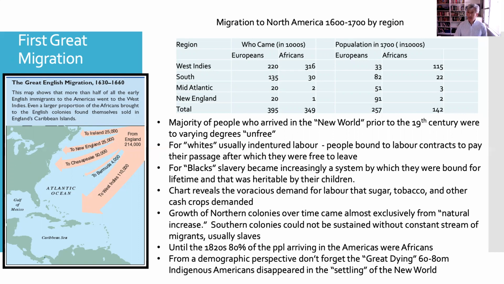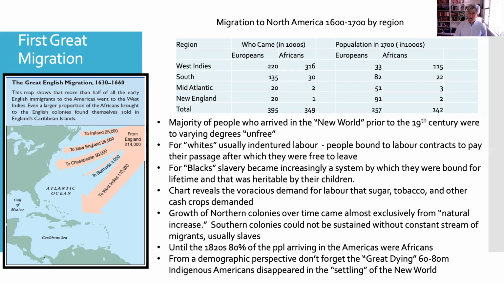For whites, this usually meant indentured labor, and that was those who were bound to labor contracts to pay their passage. So maybe 5 to 7 years, and then at the end of that, they were free to go. They're free to return home if they wanted to, or they could set up their own farm or whatever else business, and they would stay. And so some left, and some stayed.